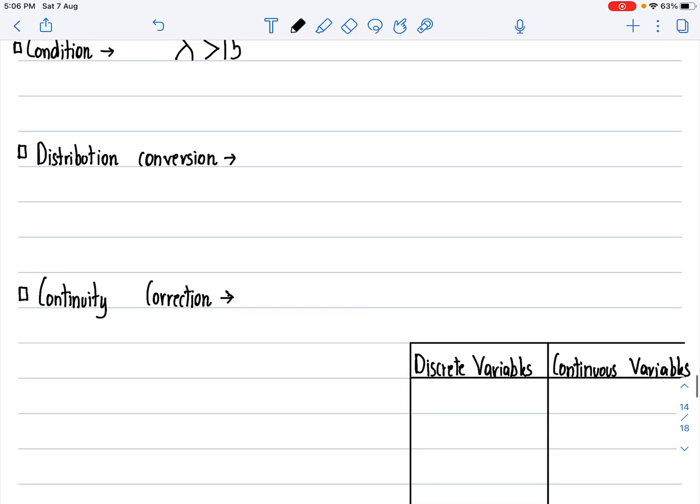Now let's come to distribution conversion. That basically means if I have, let's say, X with a Poisson distribution which looks something like this, when we convert this Poisson distribution, where my lambda is more than 15, to normal, it will basically become something like this: Normal with lambda, comma, lambda.